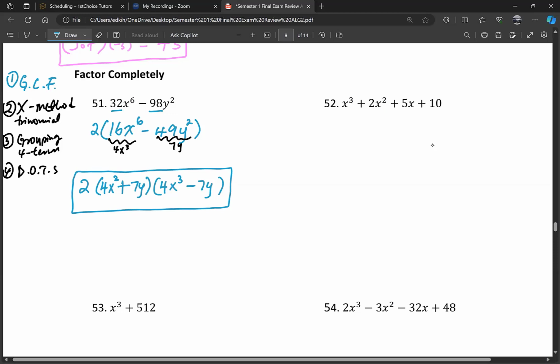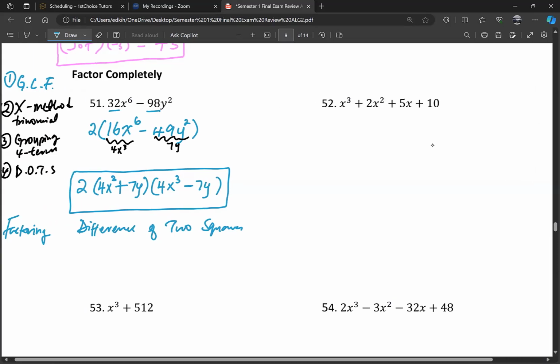Again, if you find that you need more practice or more review, go to YouTube and type in difference of 2 squares or factoring difference of 2 squares. Then watch a couple videos there to be really proficient.